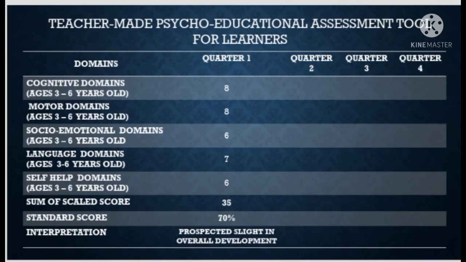So here now is the summary of our educational assessment tool for the visually impaired, which comprises the 5 domains. And how do we check their scores? Example here in quarter 1, he has 8 scores in cognitive, 8 in motor, 6 in socio-emotional, 7 in language, and 6 in self-help, with a total of 35 points. So we scaled that to a standard score of 70% and we interpreted that as suspected slight delay in overall development.